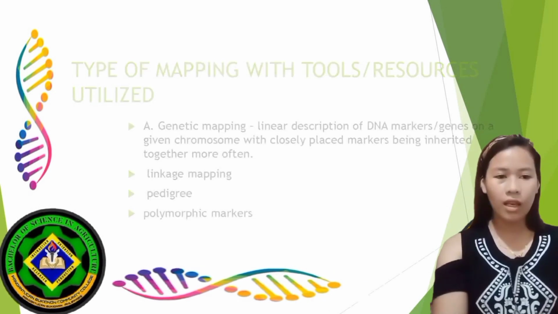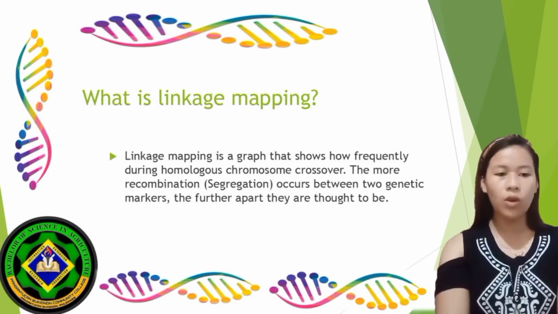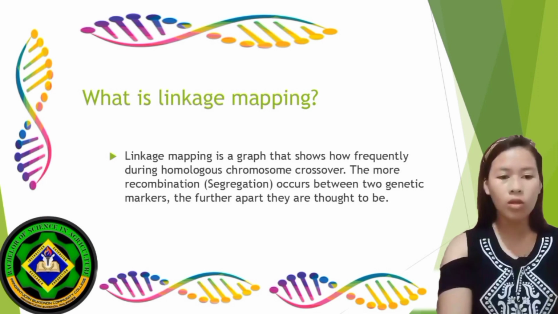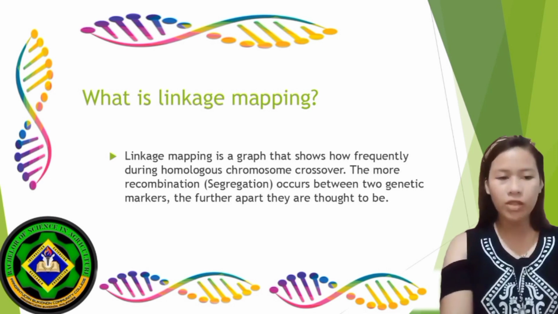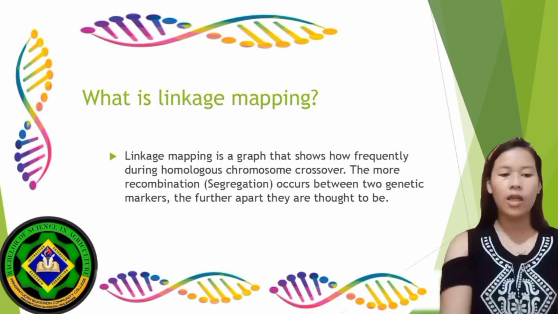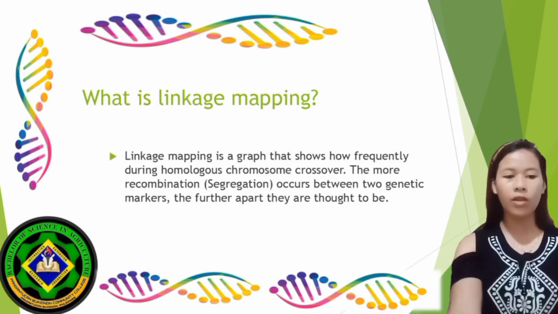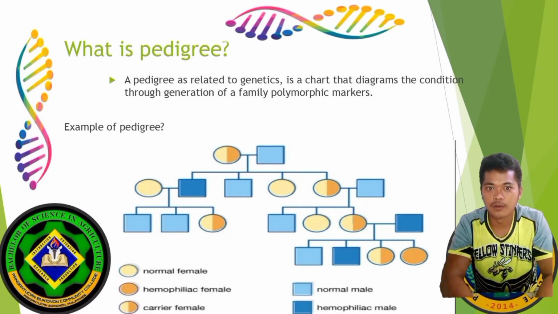So what is linkage mapping? Linkage mapping is a graph that shows how frequently homologous chromosomes cross over. The more recombination or segregation occurs between two genetic markers, the farther apart they are thought to be. What is a pedigree? A pedigree, as related to genetics, is a chart that diagrams conditions through generations of a family.